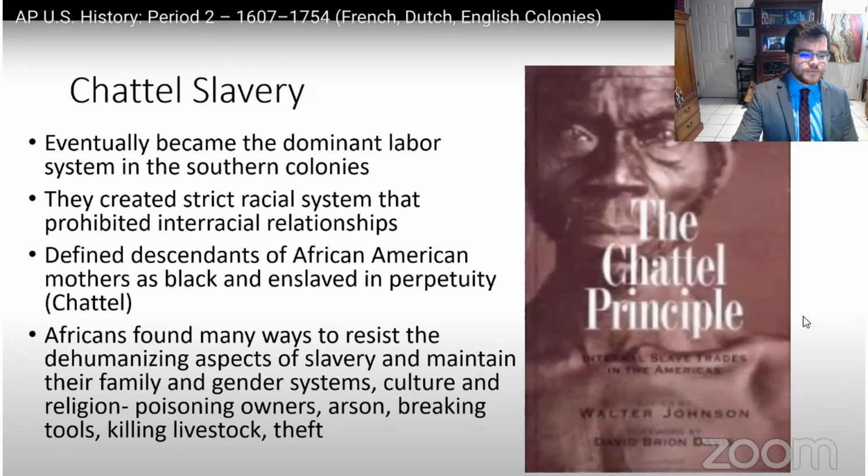So these are defined as descendants of African American mothers. They're going to be enslaved perpetually. That means if you're born to an enslaved person, even though you weren't sold as a slave, you are a slave because you were born into slavery. So any descendant of African American mothers, even if the plantation owner was white, even if the plantation owner was super wealthy, you're born and your mom is Black, well, you're going to be a slave.